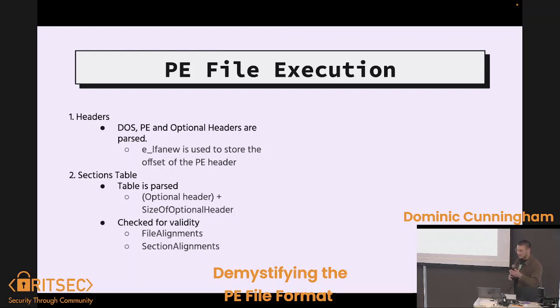Its section table can be accessed from the optional header plus the size of the optional header. Like we said, we have our DOS header, we have our PE header, and then we have our optional header. After we get past the address of our optional header and then the entire size of our optional header, now we're at our section table, at that address in memory. Then we can start parsing that table, and it'll also check for validity. There are a few different fields for that, specifically in the optional header, I believe, that'll check for alignments of the file and of these sections.